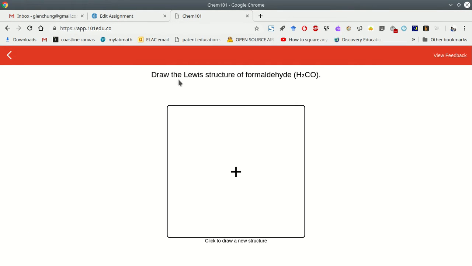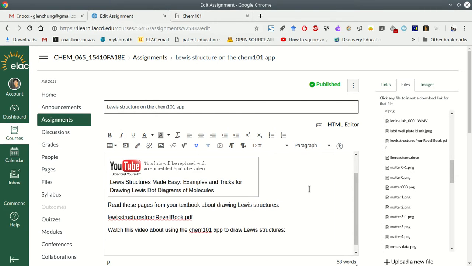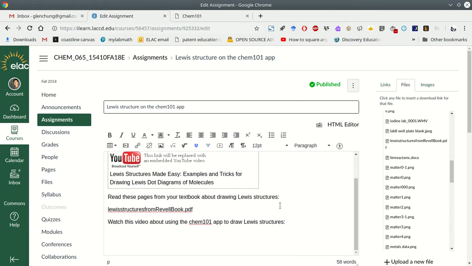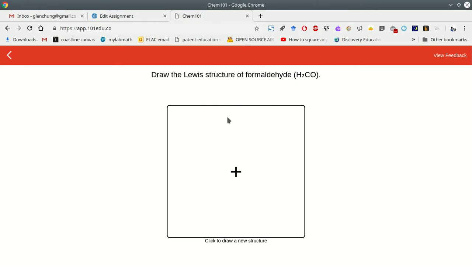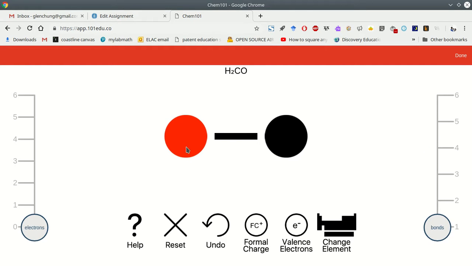This is how you do the homework. First, you'll have to figure out how to do Lewis structures, and you can use the knowledge that you gained from Dr. Valdez's lab course last week. And you can also watch this video, which I've posted for you, and read this part of the textbook, which I've also downloaded and posted for you there on the canvas. To use the app, however, there's a little bit of playing that you have to do.